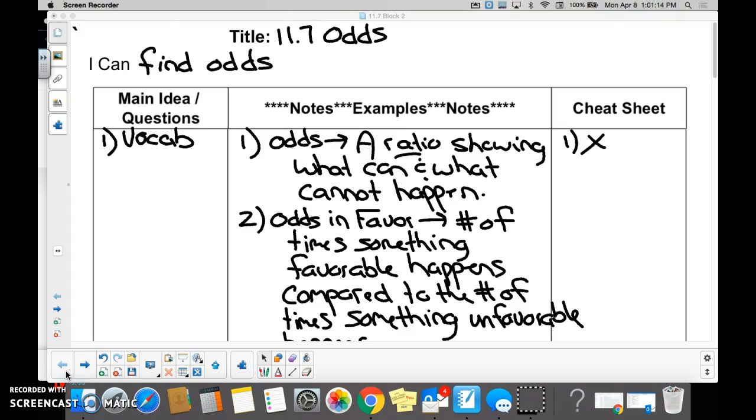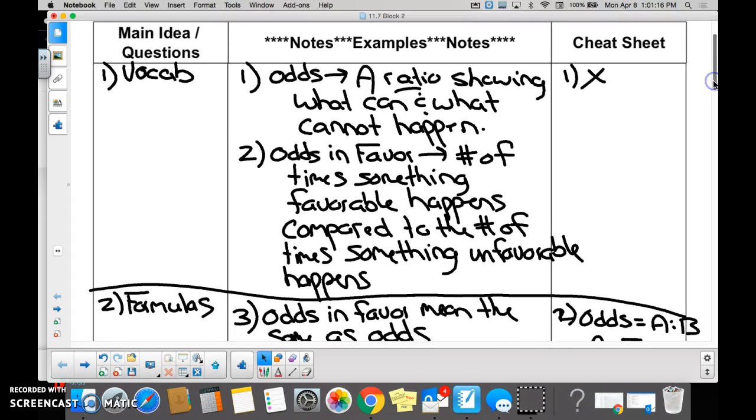Thank you, Mustafa. Odds are a ratio. Yes or no? Yes. A ratio compares two different numbers. Everyone say two different numbers. Two different numbers. They are comparing. The two different numbers they're comparing would be the number of times something favorable happens over top of the number of times something unfavorable happens.